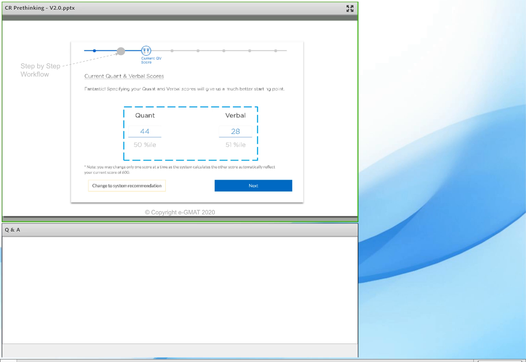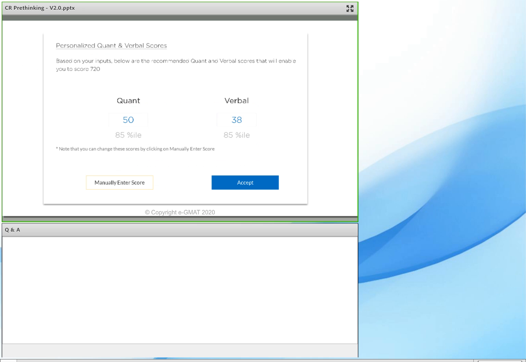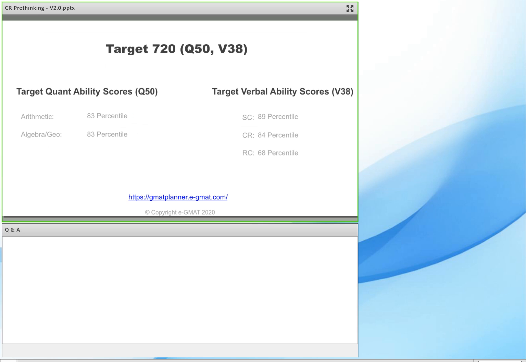You put in your starting scores, your starting quant and your starting verbal scores. This is actually a bad screenshot of the tool. Then it looks at the starting scores and gives an initial recommendation of what your quant and verbal scores should be. You can take this recommendation. Usually it is an excellent recommendation overall, but if you don't want it, you can edit it, and the system's smart enough that if you change the quant score, it automatically adjusts the verbal score. Then it tells you how you should reach that Q50.